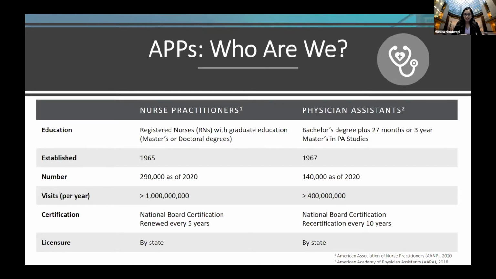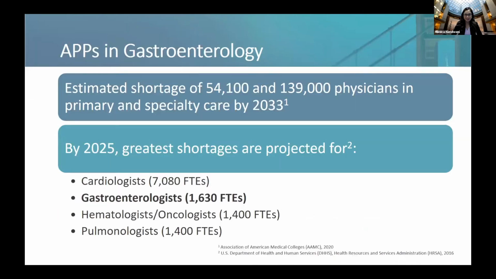As far as physician assistants, typically our physician assistant colleagues have bachelor's degree plus a 27-month or 3-year master's in PA studies, and we also have colleagues who have doctoral degrees in PA studies. The PA profession was established in 1967, and as of 2020, there's about 140,000 PAs within the United States, equating to over 400 million visits per year. Our PA colleagues do have to undergo national board certification with recertification every 10 years, and licensure for our PA colleagues is also by state.